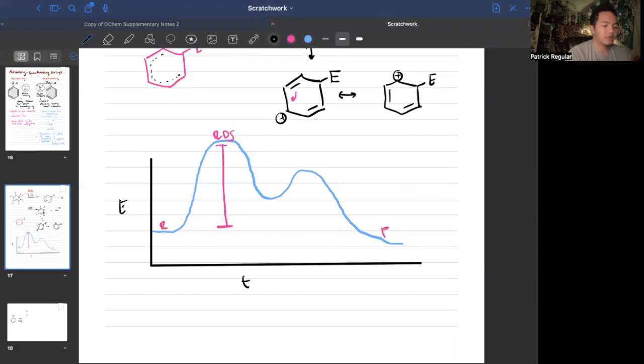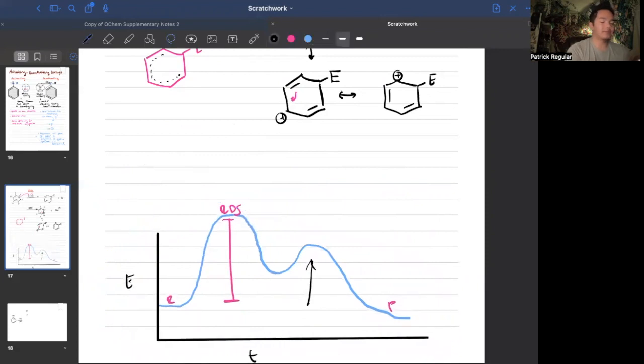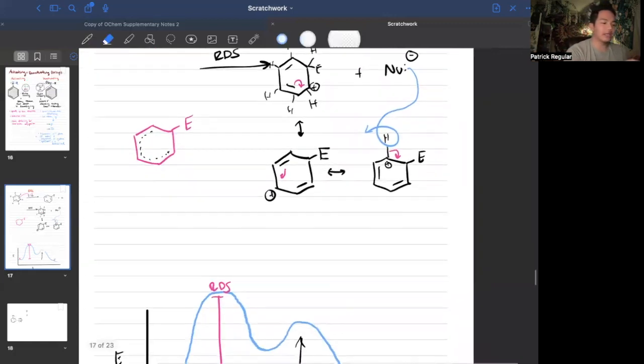Now, come back to here. What is this step right here? Well, we're not finished yet. We have to look at the next part, which is our elimination. Essentially, whatever hydrogen that positive charge is attached to, your nucleophile will come back in and swoop that up, and the electrons on that covalent bond between your carbon and your hydrogen will go back and reform into that aromatic ring. So that'll form an elimination reaction.